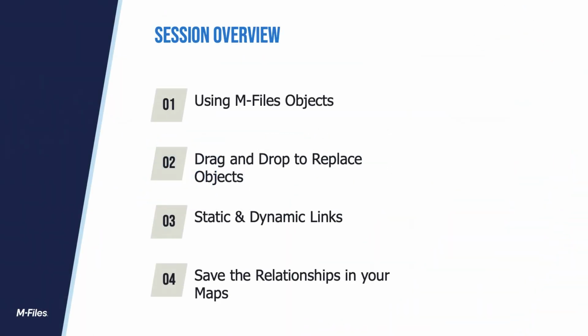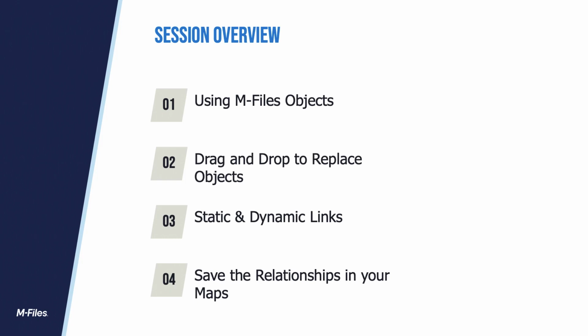In this session we will give you an overview on how to work with M-Files objects and documents in your process map. We will show you the basic options of the pane on the left-hand side. You will learn how to use static or dynamic links to objects and documents and automatically create object relationships.